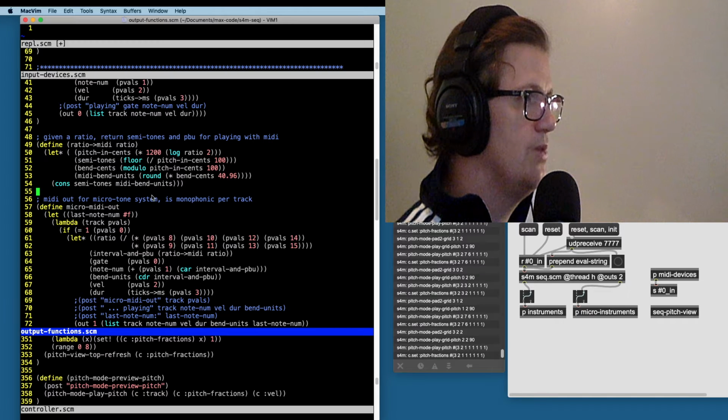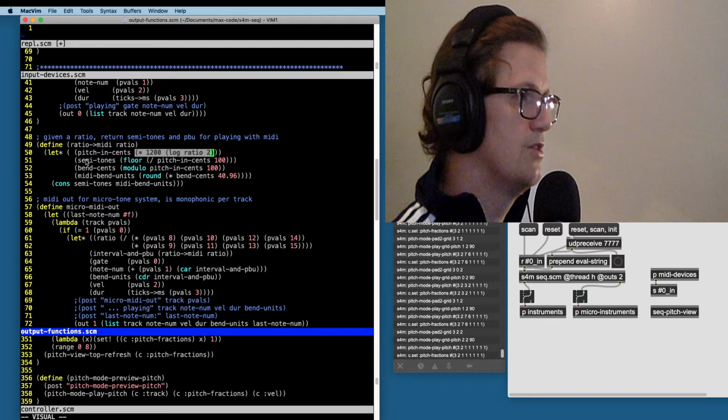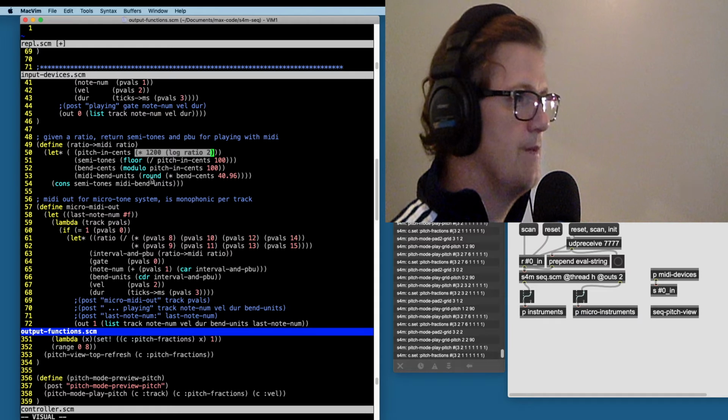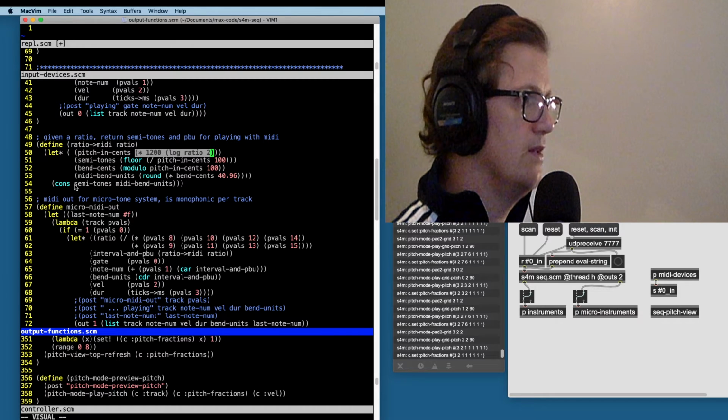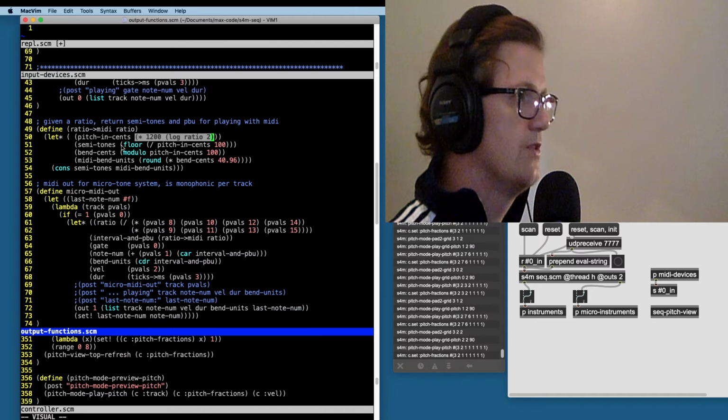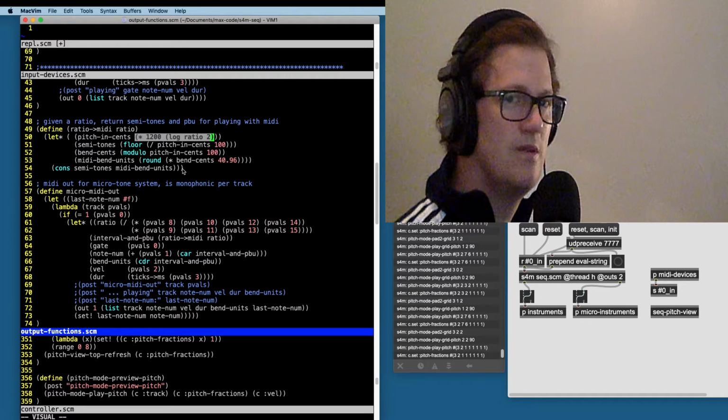So in order to get a ratio into a combination of a MIDI note and pitch bend, we need to figure out what it is in cents. And so we do that right here. We take our ratio, apply log 2, and then multiply by 1200, we get the pitch in cents. Then it's pretty easy for us to get the number of semitones to get that interval and the pitch bend amount we need, which is the leftover cents after the number of semitones. And we get the MIDI bend units from that by assuming that our synthesizer, which you should check, is doing 200 cents in either direction for your pitch bend controller. And we make a list of the semitones and the MIDI pitch bend units you need. So that's pretty tight. If you had to do that in Max or even C or JavaScript, I would argue it would not be nearly so elegant to represent.